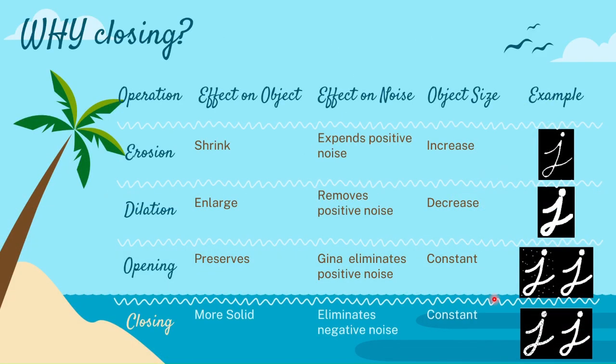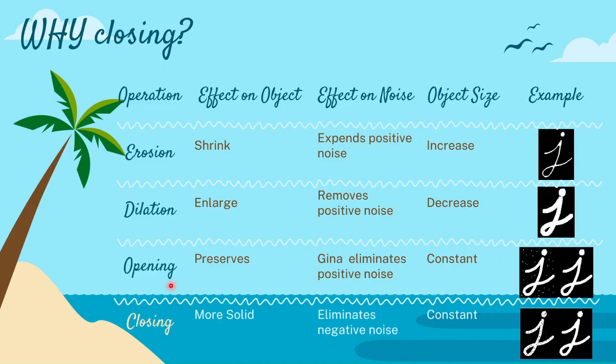In this programming project, we selected the closing method after comparing the four available morphological operations. Erosion is used to reduce the size of the object, remove small noise, and separate connected objects. Dilation is employed to enlarge objects, fill gaps within objects, and connect separated objects.